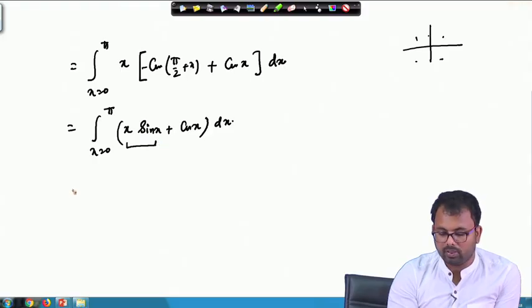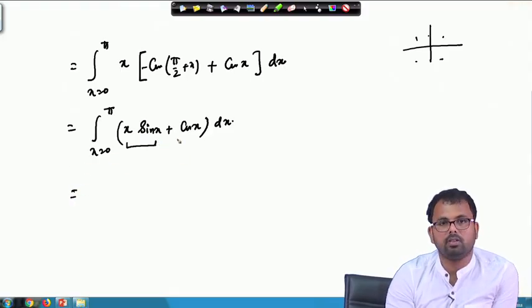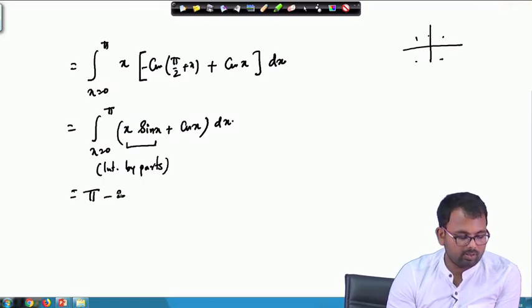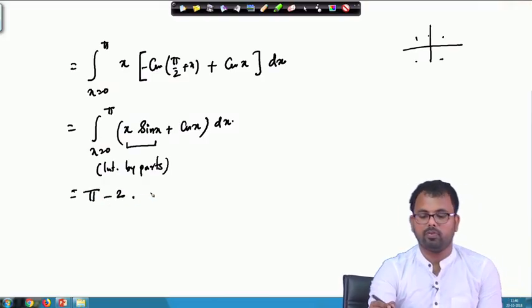So, if you do all those things, I leave this part up to the students, because it is a basic trigonometrical integration which you have done at your +2 level. If you do the integration by parts, then ultimately you would obtain pi minus 2. That will be your final result.